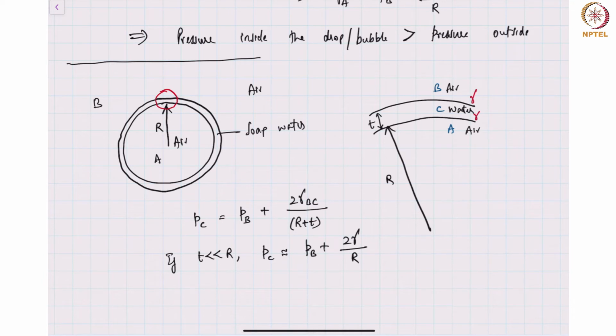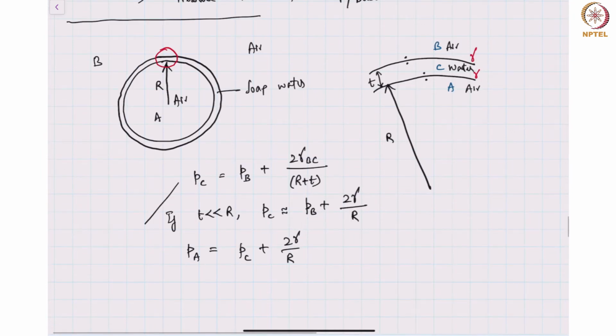Okay. Similarly, we also have pressure inside A, which is now equal to PC plus 2 gamma by R, right? Because there is again a curvature. So we're looking at 3 points across the interface. So we're looking at the pressure jump across these 2 points, that is PA is equal to PC plus 2 gamma by R. And similarly, we're looking at the relationship between these 2 points outside between B and C interfaces. PC would be PB plus 2 gamma by R.